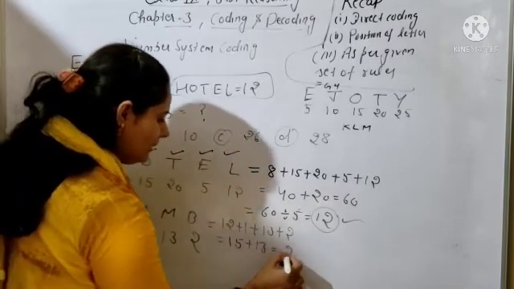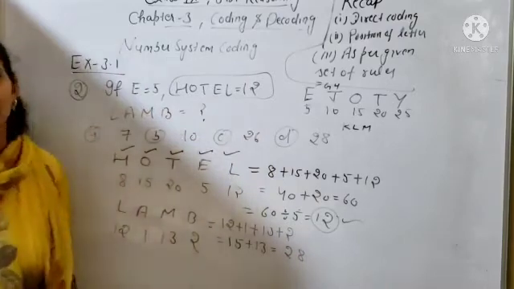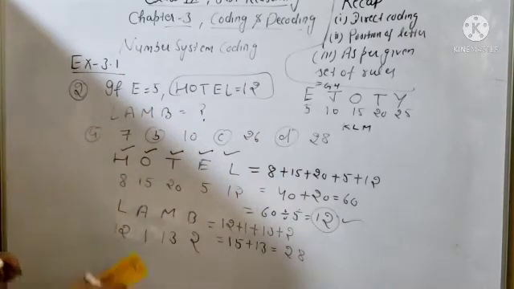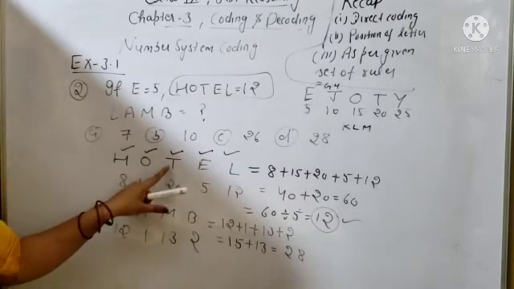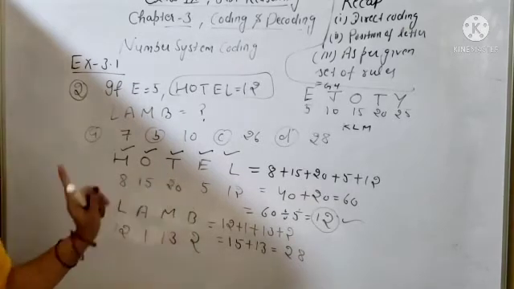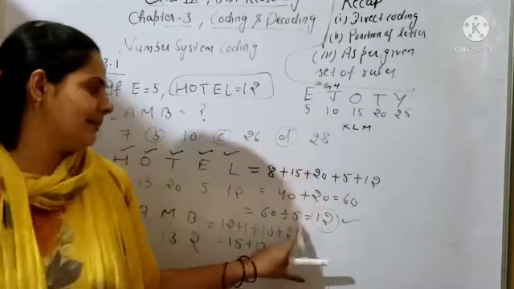So you will get the number 28. What are you getting here? 28. The sum of the position of the letters is equal to 28. Now, the same rule you will apply. In HOTEL, how many letters will be there, beta? 5 letters. So you are dividing the sum by 5.